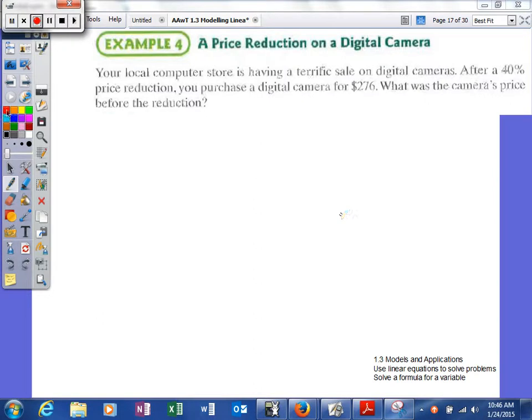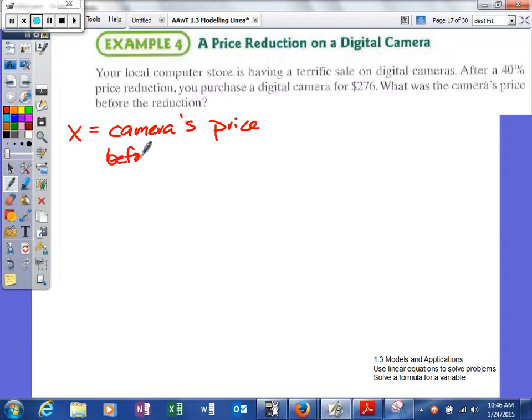Alright, so that's what we're looking for. So we want to know the camera's price before discount. Oops, I forgot my C. Alright, that's what X is going to represent.